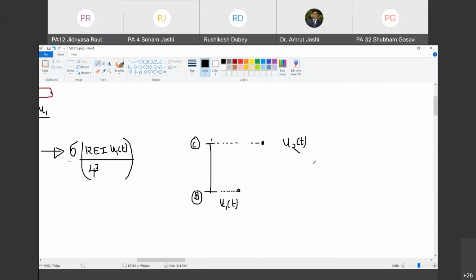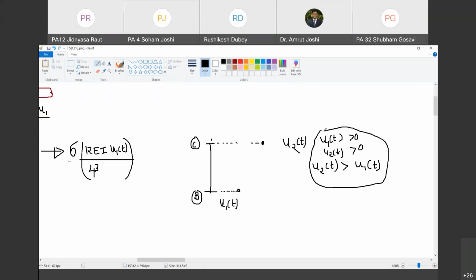And I make one more assumption. What is the assumption that I make? u2 of t is greater than u1 of t. Are you with me? Yes, sir. So what are the assumptions that I have made till now? u1 of t is greater than 0. u2 of t is greater than 0. Not only that, u2 of t is greater than u1 of t. And I am making these assumptions without any loss of generality, because whatever equations we derive, if these conditions are not satisfied, the sign is automatically adjusted. Are you with me? Yes, sir.